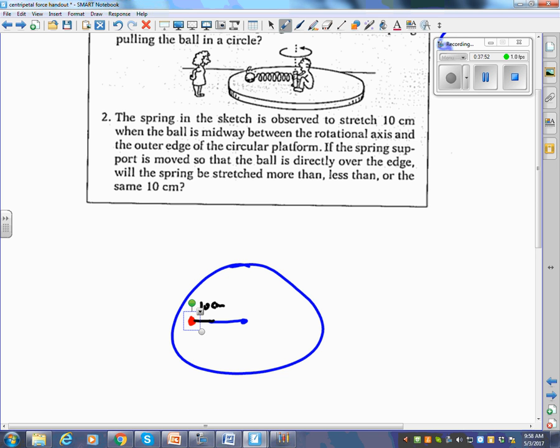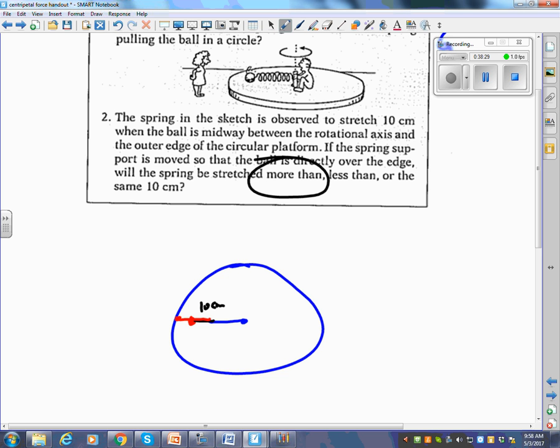Okay, now if the spring support, the center right here, is moved so the ball is directly over the edge, so in other words, the whole post is moved out so that the ball is now right on the edge before spinning, and then you start to spin, will it stretch 10 centimeters or more than 10 centimeters or less than 10 centimeters? If it's farther out when it starts to stretch, will it stretch more? Yes. Less or the same amount? More. And the right answer is more.